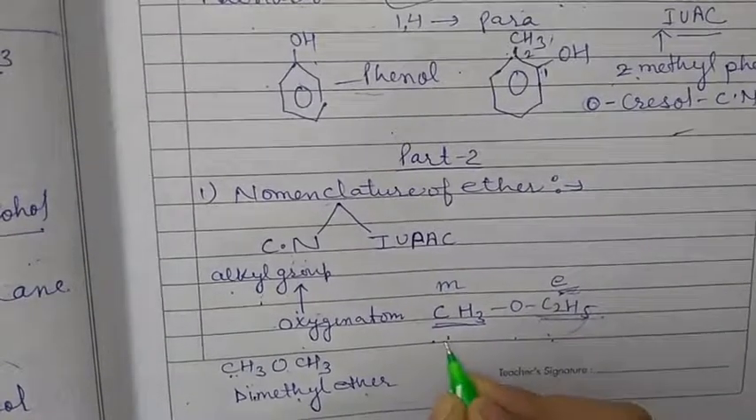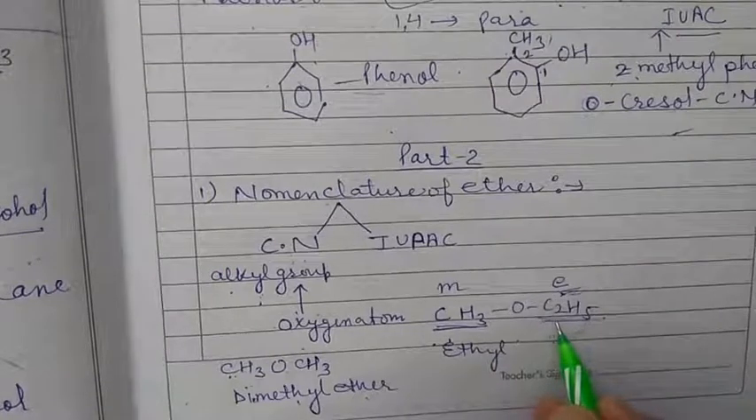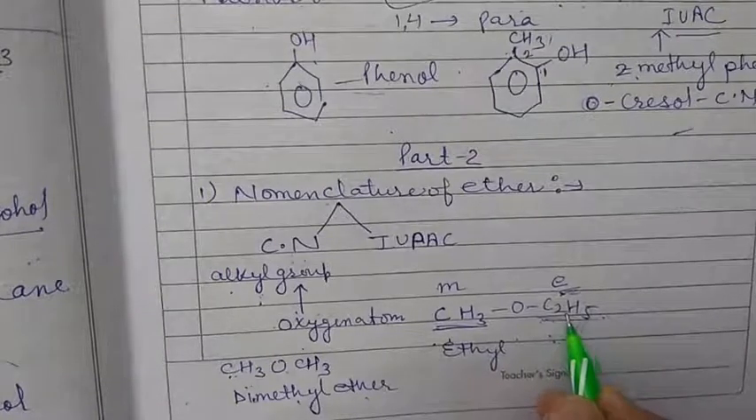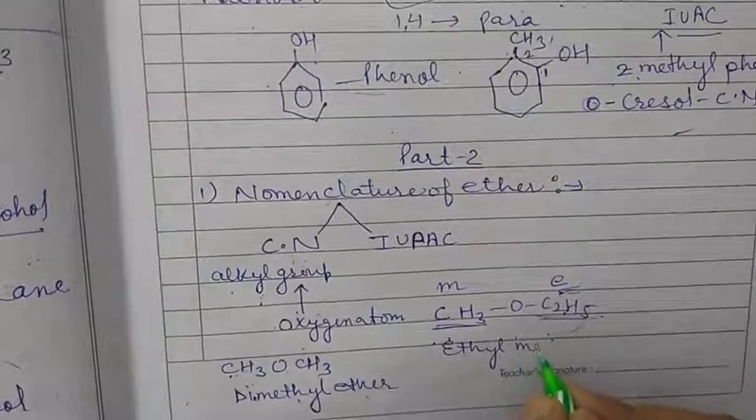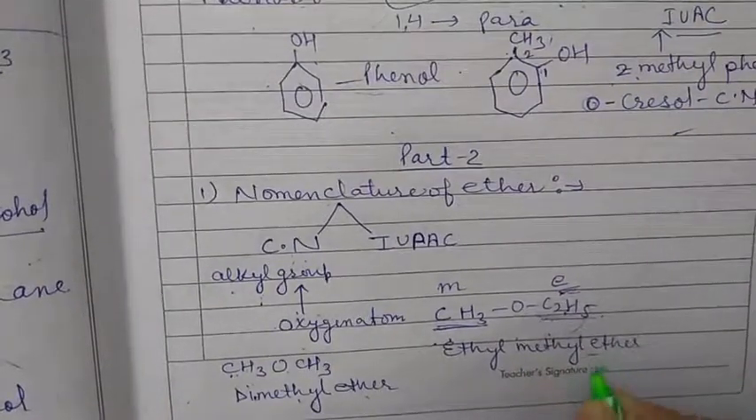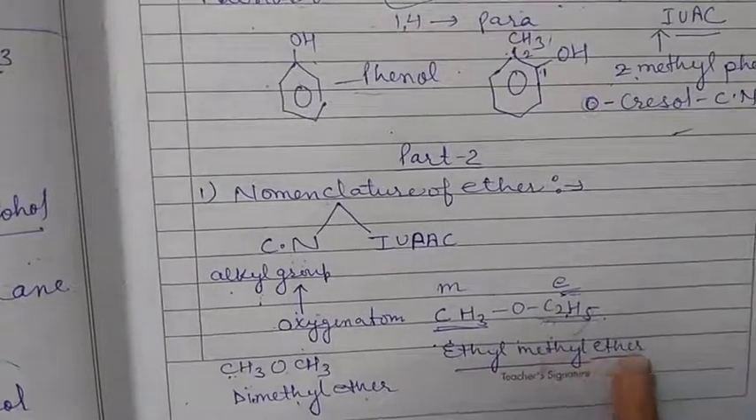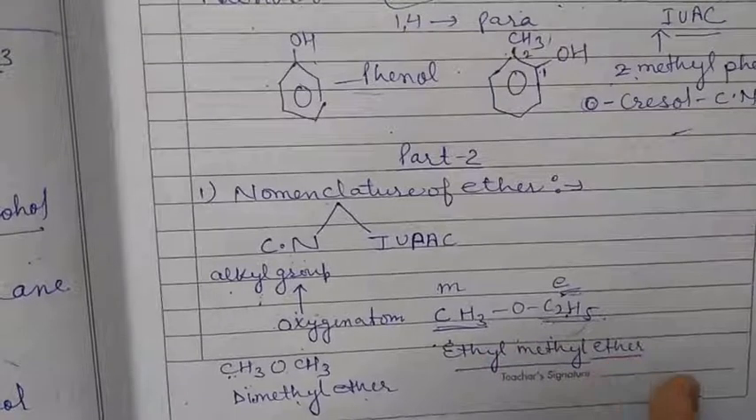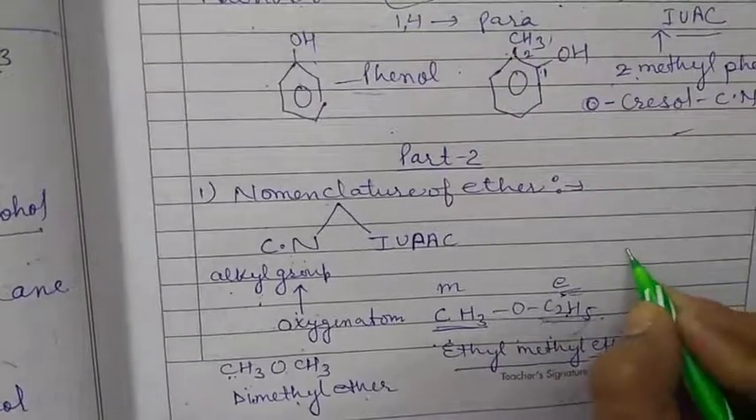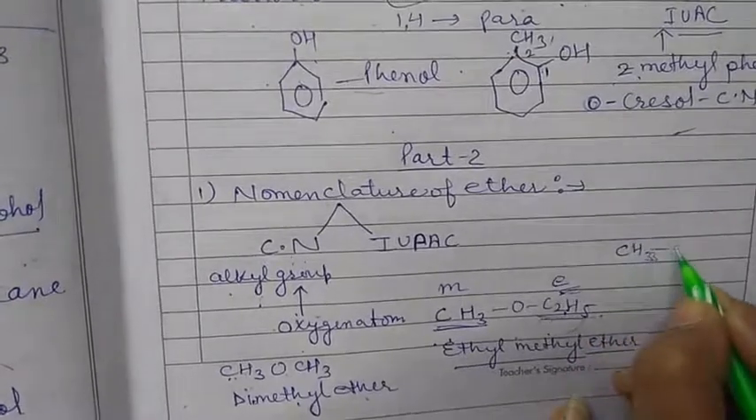So first of all, write down the name of the alkyl group which comes first in alphabetical order. So this is ethyl, then methyl, and then the word root, ether. So its name is ethyl methyl ether.